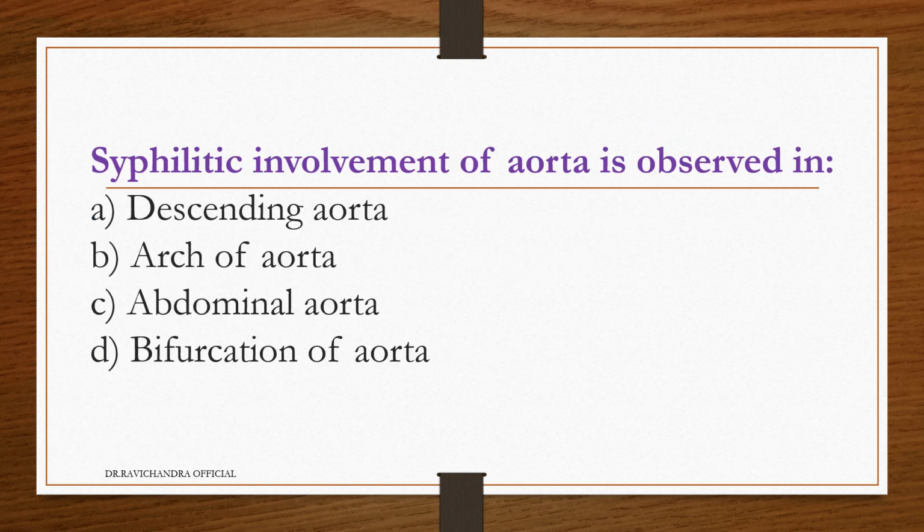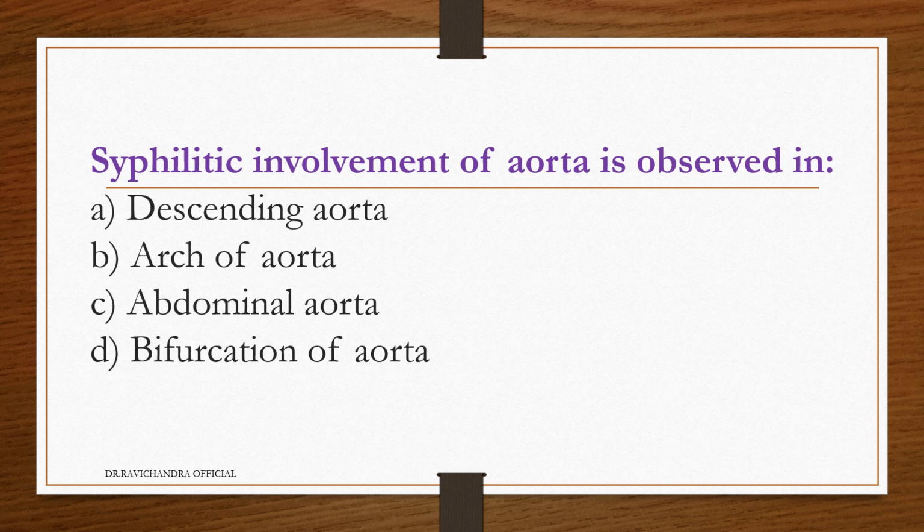Next question, syphilitic involvement of aorta is observed in option A, descending aorta, option B, arch of the aorta, option C, abdominal aorta, option D, bifurcation of aorta. The correct answer is descending aorta according to the options given. But actually, it is the ascending aorta where the syphilitic involvement is observed.